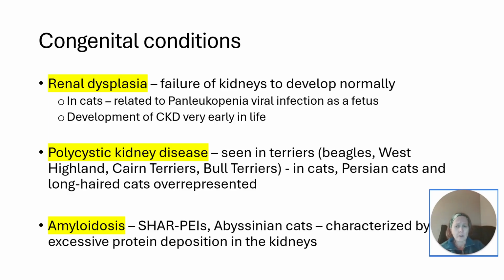And then we have a condition called amyloidosis. And when you hear the term amyloid, think about protein. Amyloid is a form of protein. And some breeds, specifically Shar-Peis and Abyssinian cats, have an excess amount of protein deposited in the kidneys, and it leads to chronic kidney disease, or CKD, early in life, as well as really significant proteinuria.